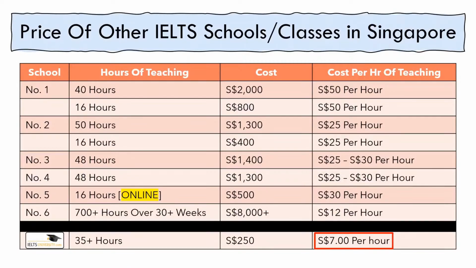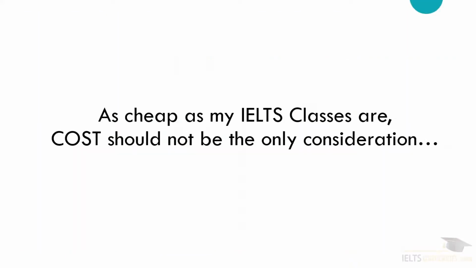And as I mentioned, my online IELTS classes are not only the cheapest if you compare them to other IELTS classes in Singapore, but also the cheapest in terms of cost per hour of teaching. Only $7 per hour, or even $3.50 per hour, if you consider that 35 plus hours of teaching is equivalent to about 70 hours of face-to-face classes. That's at least 10 times cheaper than the market price. But as I said, as cheap as my IELTS classes are, cost should not be the only consideration.